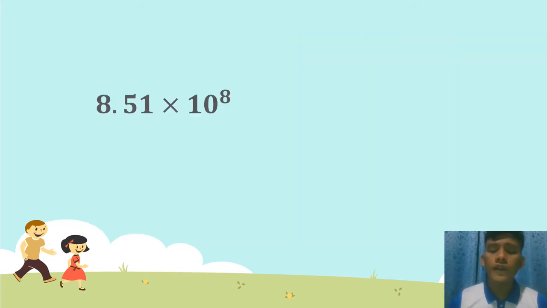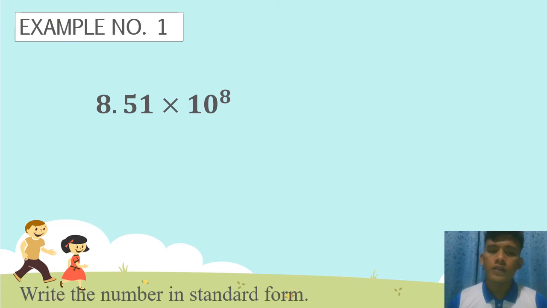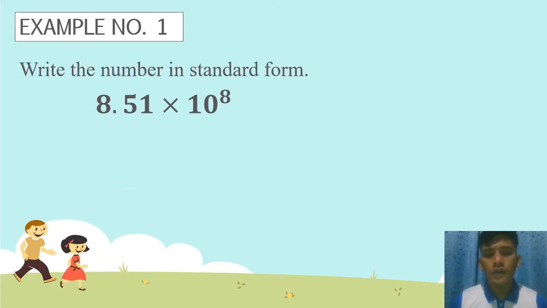Example, 8.51 times 10 raised to 8. Our exponent is positive 8. So the decimal point will go to the right. Write the number in standard form. So from the given 8.51 times 10 raised to 8, that is in scientific notation, we will change that to standard form. Let's go.